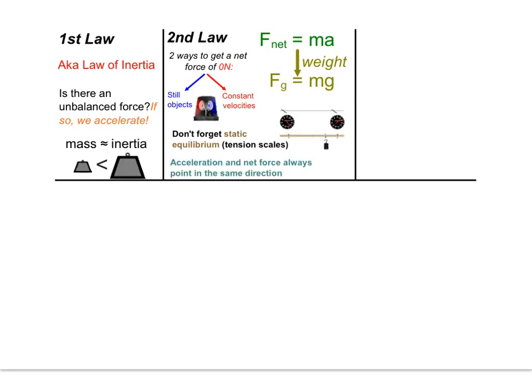And the last part of Newton's second law that we should probably remember is that acceleration and net force will always point the same way, but they don't have to point the same way as velocity. So you could be slowing down and have your acceleration and net force point the opposite way of your velocity, or you could be speeding up and have them all point in the same direction.